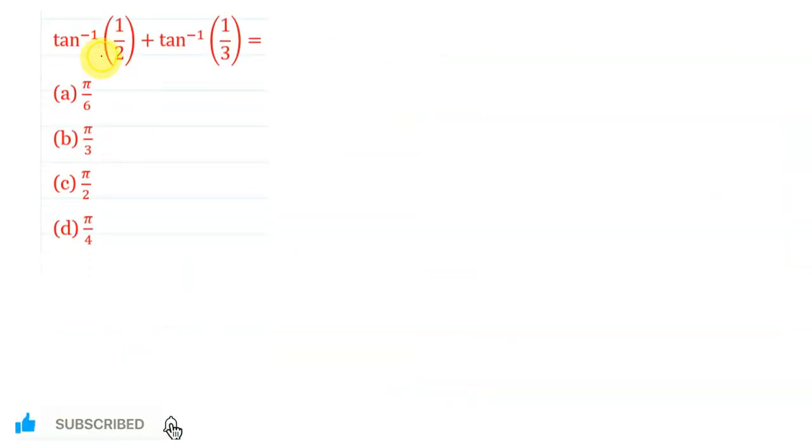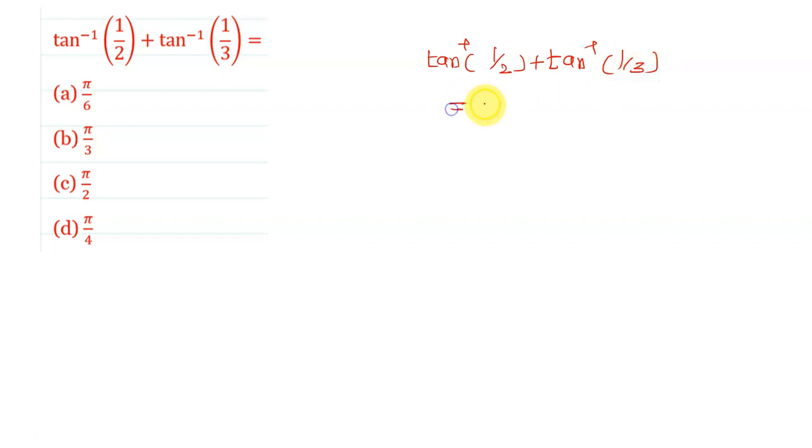Now, the next: tan inverse of 1 upon 2 plus tan inverse of 1 by 3 is equal to, then here we apply the formula, tan inverse of x plus tan inverse of y is equal to tan inverse of in bracket x plus y upon 1 minus xy. That means 1 upon 2 plus 1 upon 3 upon 1 minus 1 upon 2 into 1 upon 3.